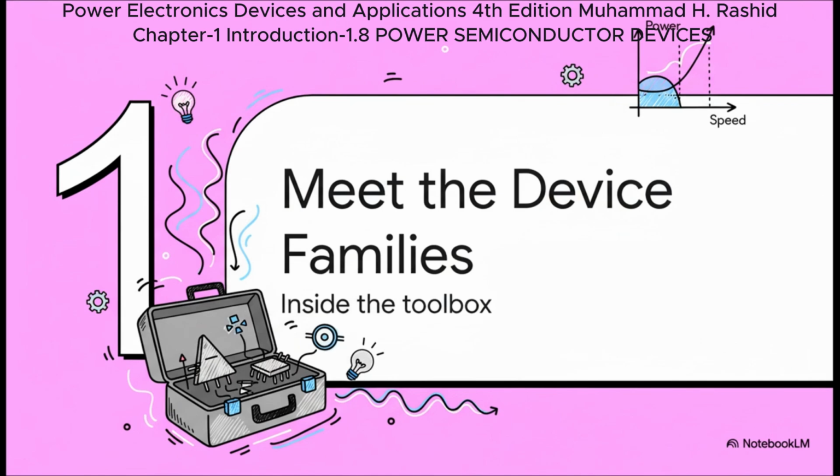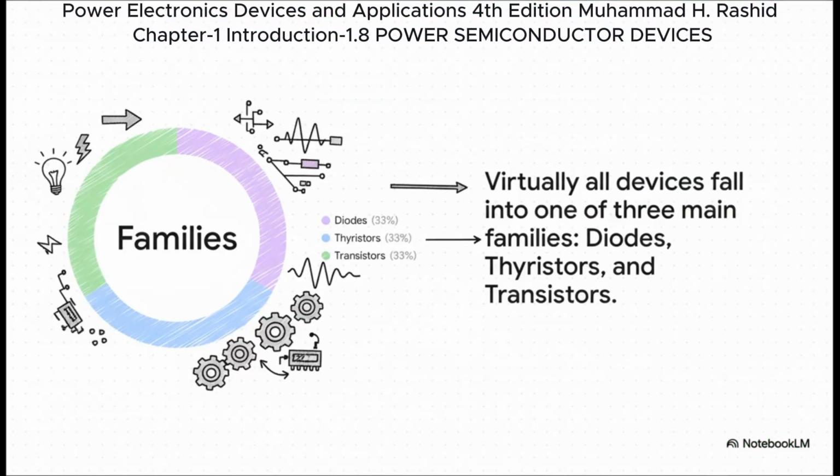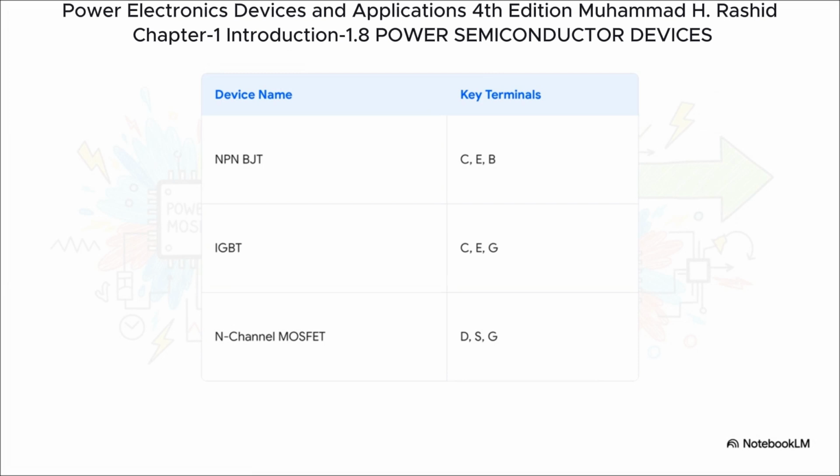Time to pop the lid on this toolbox and get to know the key players. You gotta know what your tools are before you can start building things, right? So at the highest level, pretty much everything falls into one of these three big families. You have diodes, which are basically simple one-way streets for current. Then you've got thyristors. These are our heavy-duty workhorses. And finally, transistors, which give us the most precise, sophisticated control. Now, for today, we're going to focus mostly on those last two, because they're the heart and soul of almost every modern power system. Let's start with the transistors.